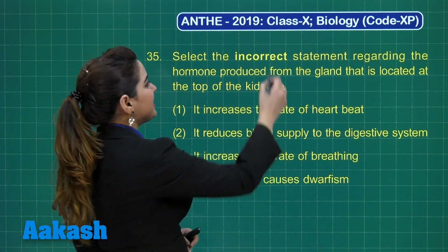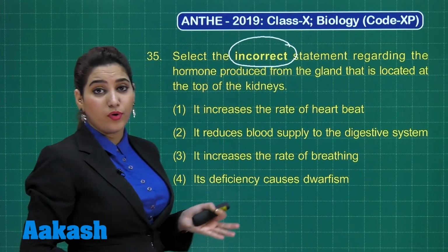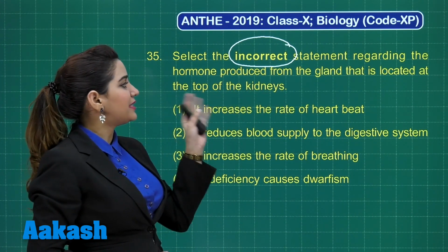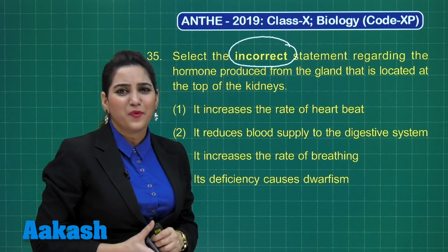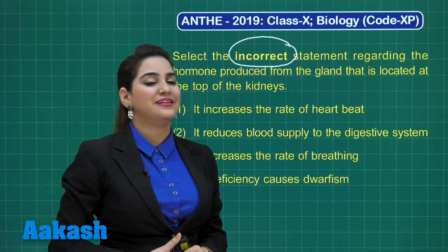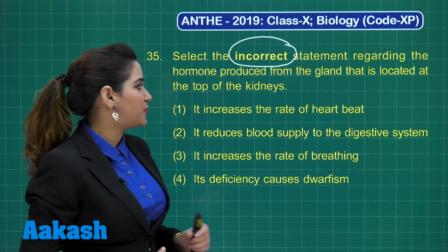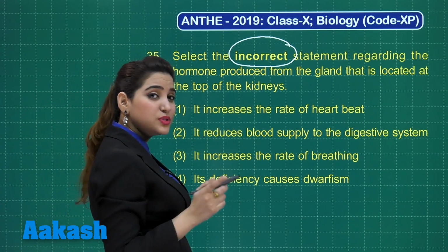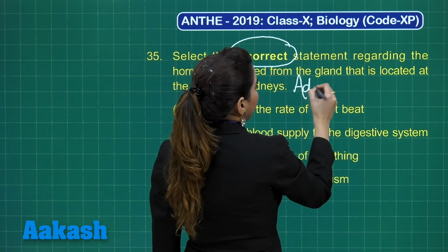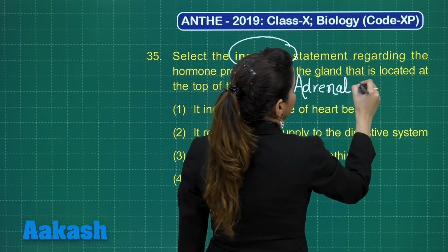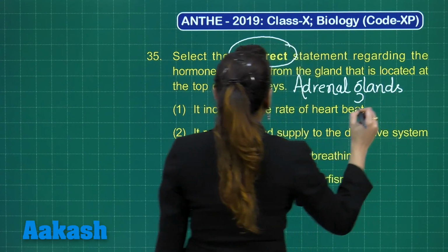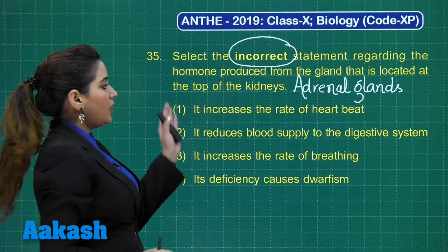It says, select the incorrect statement regarding the hormone. Okay, which hormone is that? Which is produced from the gland that is located at the top of the kidneys. So, can you tell me, which is that gland that is present at the top of the kidneys? Adrenal gland. Yes, adrenal gland is located at the top of the kidneys and produces adrenaline. So, here, let's write down: adrenal gland producing adrenaline. Now, these are the options.